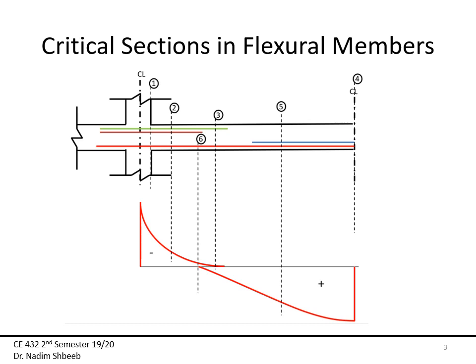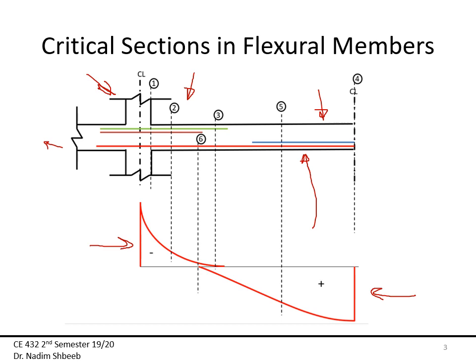So here what I have is part of a continuous system. This is the center line of this beam right here. Here is column number 1, and then it repeats itself in this direction. Here I have my negative moment, which is near the column, and here is my positive moment. So reinforcement here is going to be in the bottom of the beam as indicated over here, and the reinforcement here is going to be at the top as indicated over here.